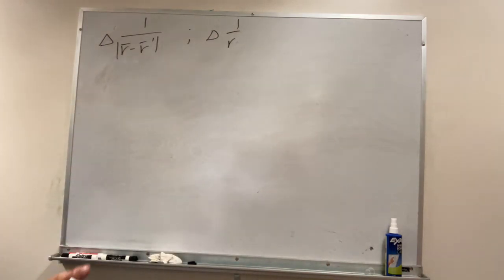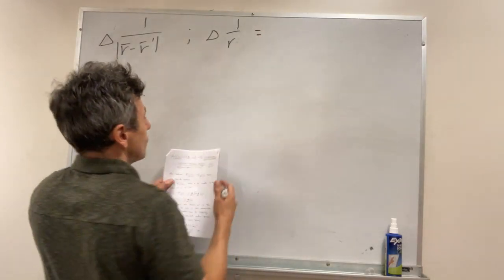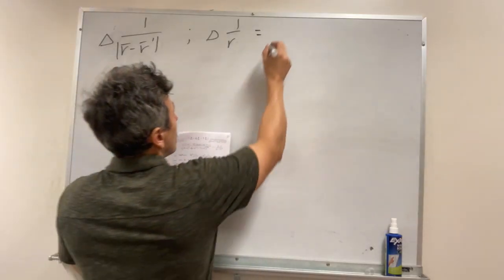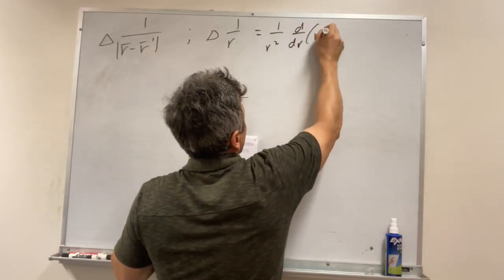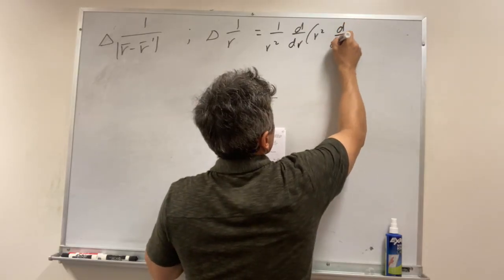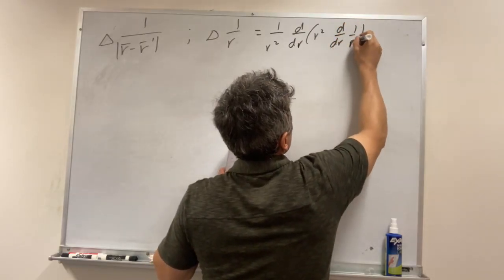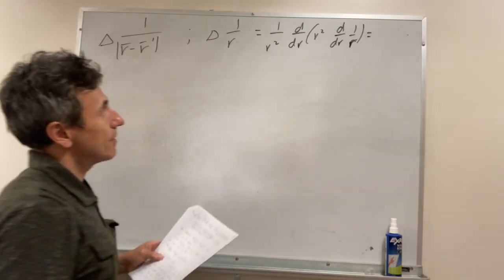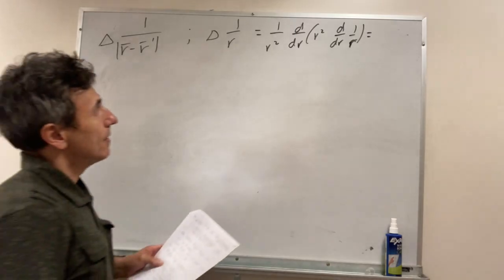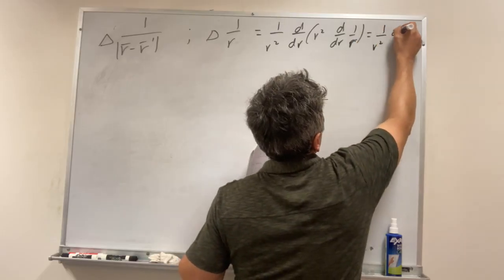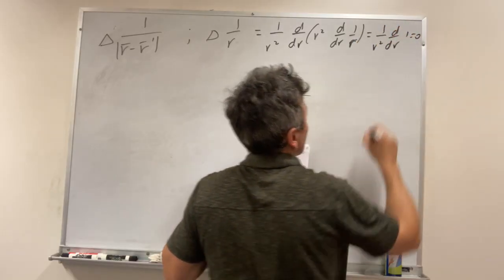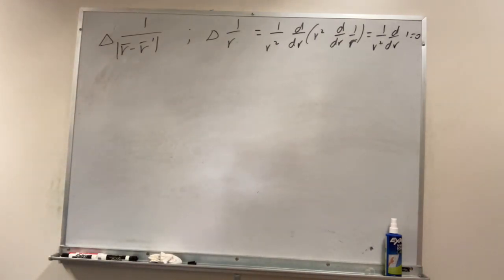If you introduce the spherical coordinate system, then you can easily calculate that using the spherical coordinates. So it will be 1 divided by r squared, derivative over dr, r squared, derivative over dr, of 1 over r. So this derivative gives us 1 over r squared with negative sign, so it will be just 1 over r squared times the derivative of 1, which is 0. So you can see this Laplacian of 1 over r is 0 at all points except r equals 0.